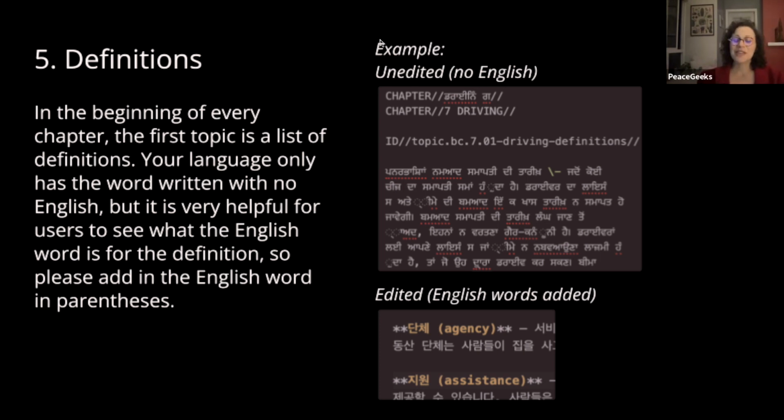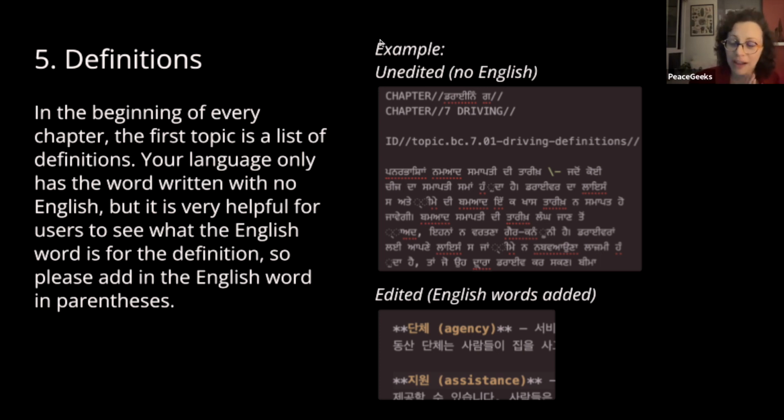Okay, halfway through. So the fifth thing you'll be thinking about are definitions. So this only happens, it's the first topic in the beginning of every chapter. Again, the first chapter is a combination of two, so you'll see two topics that this falls under. But the beginning of every chapter, the first topic is a list of definitions. So your language you're editing only has the word written with no English. But it is very helpful, as you can imagine, for the users of our app to see what the English word is for this definition they're reading in their language.